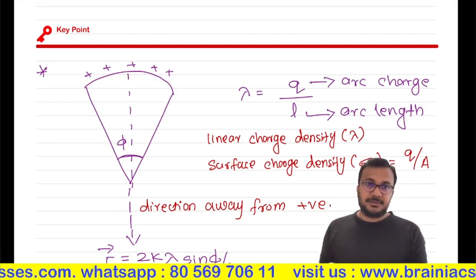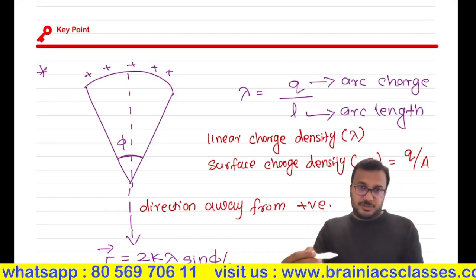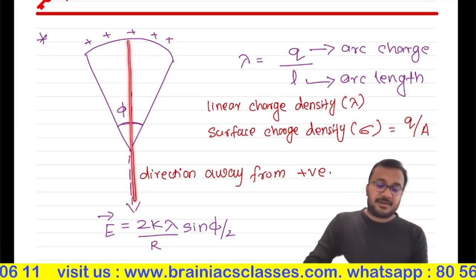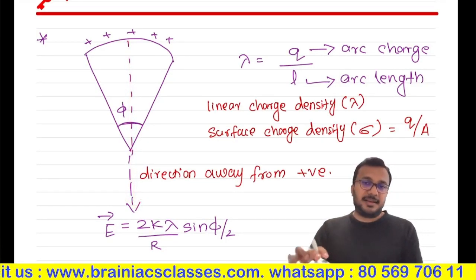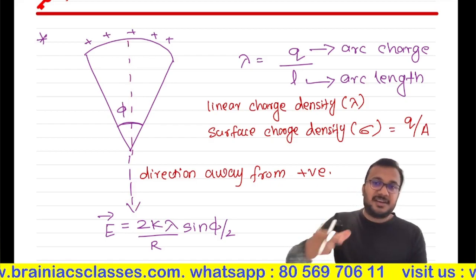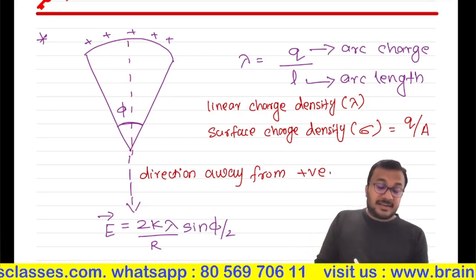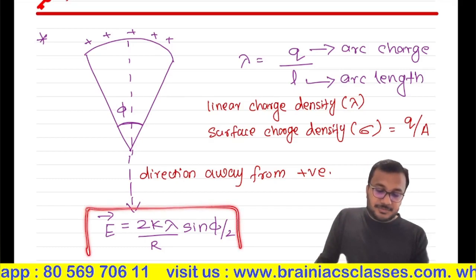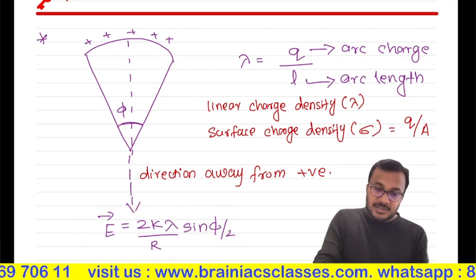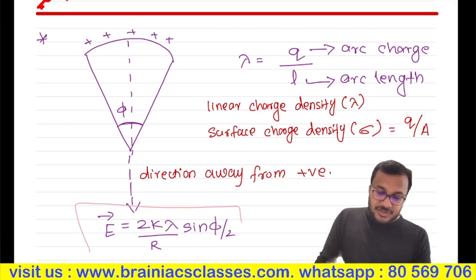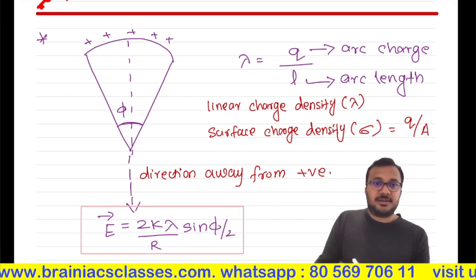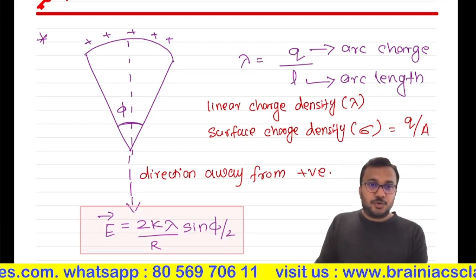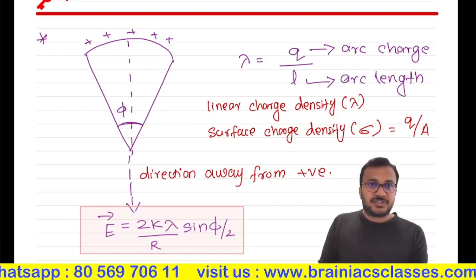It's important. If it is a positive charge, the direction of the field is always away from the arc. Just remember like this for the time being; I will explain in detail later. So for the electric field, you should remember this formula, no other way. The derivation and detailed explanation is available in our lecture video, but at the moment, this is enough for you. Electric field equals 2k lambda by r into sine phi by 2.